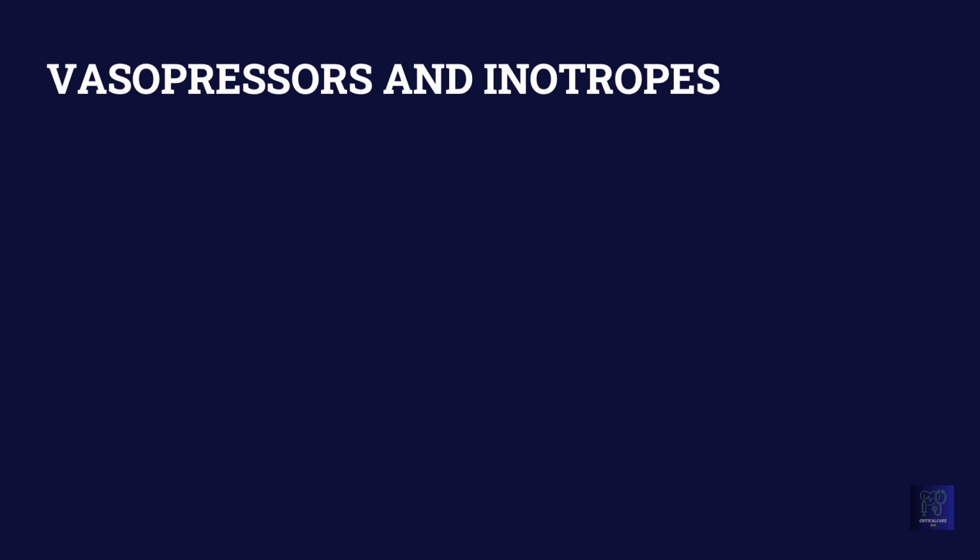inotropes. Sometimes the word vasopressor is used to cover both inotropes and vasopressors, but in my opinion, they should be kept separate. A vasopressor is something that causes vasoconstriction, and an inotrope is something that increases the contractility of the heart. Sometimes the word vasoactive agent is also used to cover these agents.